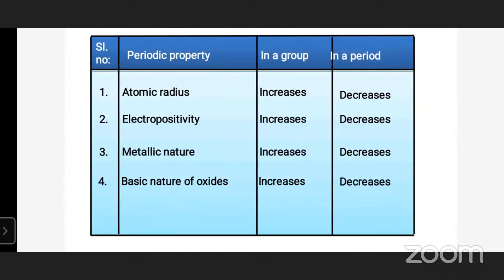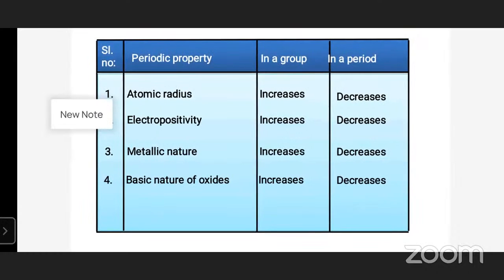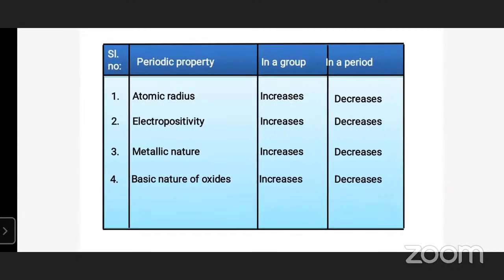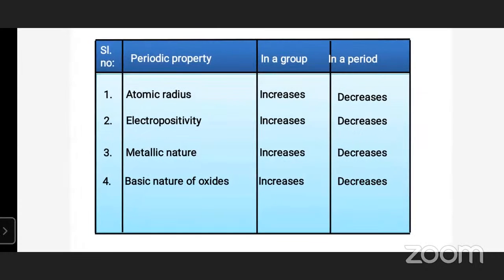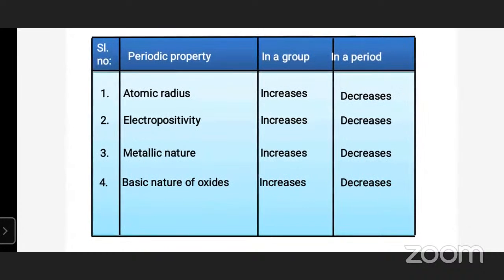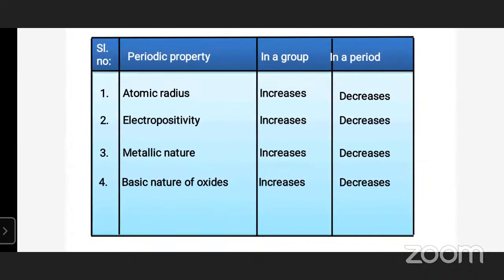Number two, electropositivity in a group increases, in a period decreases. Metallic nature, nothing but electropositivity, increases in a group, in a period decreases. Basic nature of oxide increases in a group and in a period decreases. These are the four properties that depend upon atomic radius. So remember this very important point in these periodic properties: atomic radius, electropositivity, metallic nature, basic nature of oxides are in a group increases, in a period decreases.